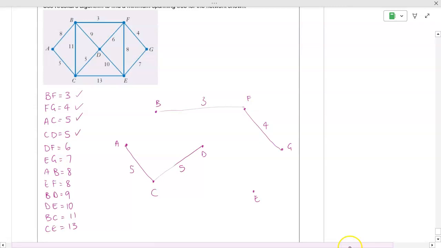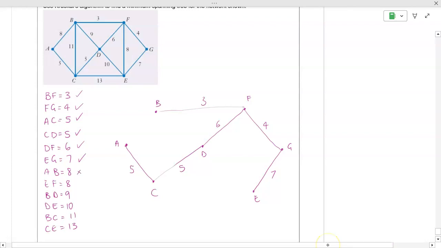We then have D to F, which is 6. We have E to G, which is 7. Now we have A to B. Okay, if I were to draw A to B, I'm going to start making a cycle here because that is going to join together, and we don't want that. We don't need anything connected around because that would then join all of this together.